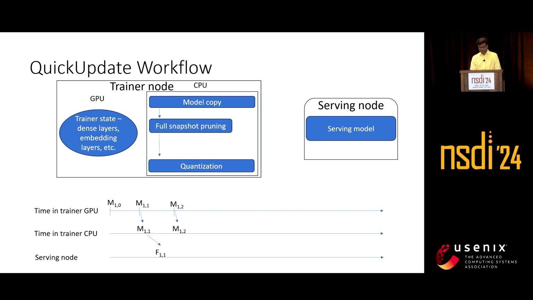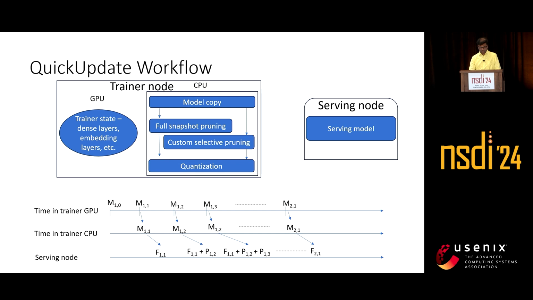Again, at the end of the next interval, model state is copied to CPU from GPU. CPU then applies custom selective pruning, quantization, and publishes the frequent update, which is directly patched onto the serving model. This publishing of frequent updates continues for the next several intervals. To keep the serving model close to the trainer model and avoid accuracy degradation in the long term, a full snapshot is published again. And this cycle of publishing partial and intermittent full snapshot continues.